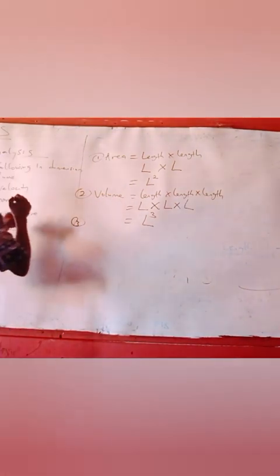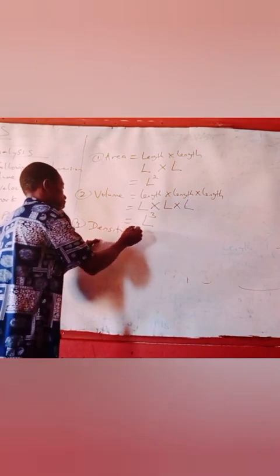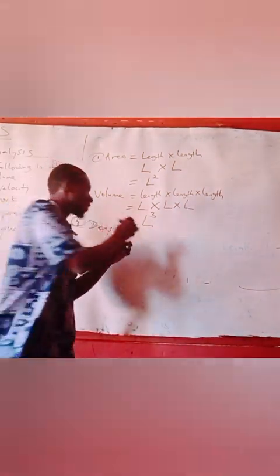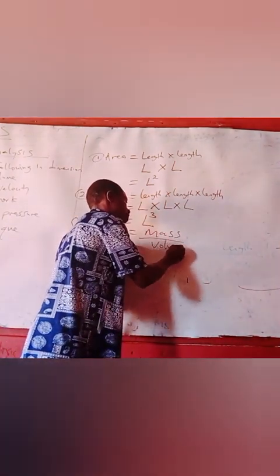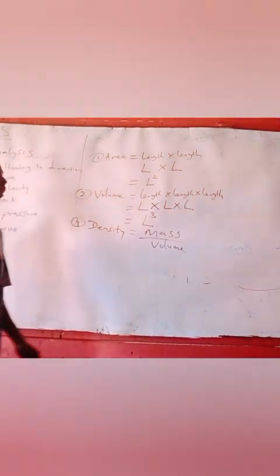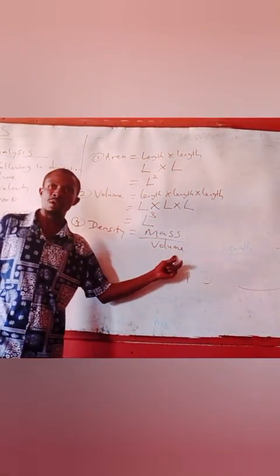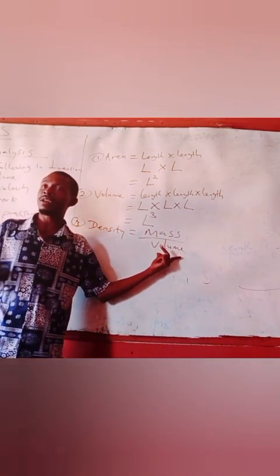The third one I have there is density. Density is defined as mass per unit volume. Density is mass over volume. So density is described as mass per unit volume.